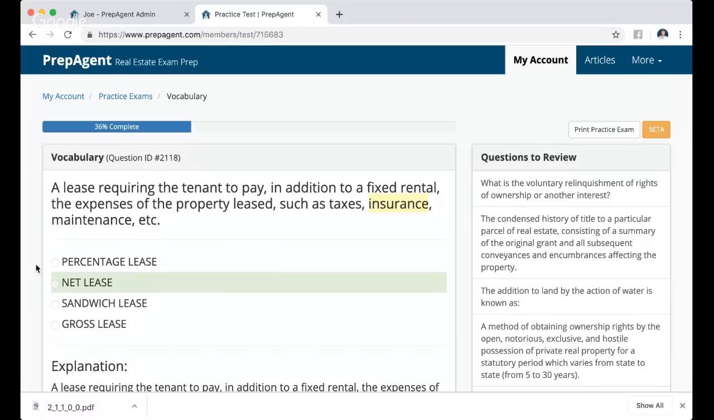Which one of those four is your typical residential lease? What do you guys think? Which one of those four represents your standard residential lease? Poppy Walker, yes, that subleasing is a sandwich lease. Okay, gross lease would represent your typical residential lease.